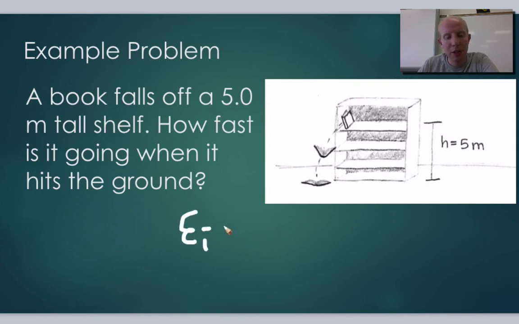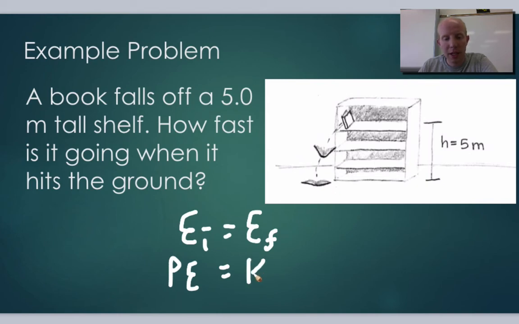So we know the energy initial has to equal the energy final. Well, in this problem, what energies are those? What type of energy do we start with and what type do we end with? To start with, the book's just sitting on the shelf, so it better just have potential energy. And to end with, it's falling, and right before it hits the ground, it doesn't have any potential energy left. All it's doing is moving, so all it has is kinetic energy. So that is our energy conservation: potential energy equals kinetic energy.